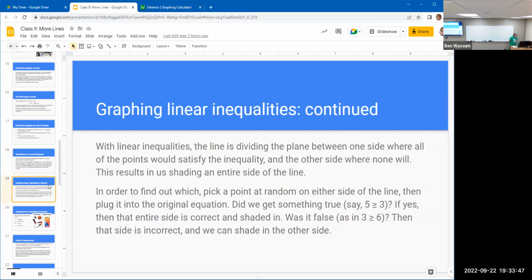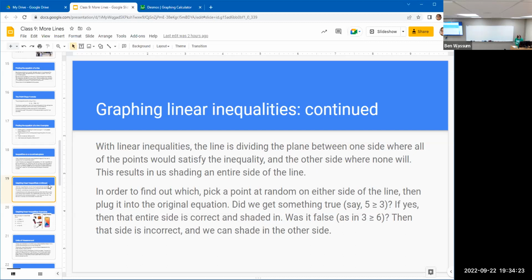So with linear inequalities, the line is actually dividing the plane between one side where all of the points would satisfy the inequality. So everything on one side of that line is correct, and the other side of that line, none of them are correct. So what you end up doing is you shade the entire side of the line that we get the word correct on, right? So there's actually an easy method of dealing with that.